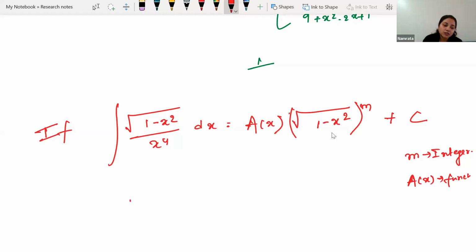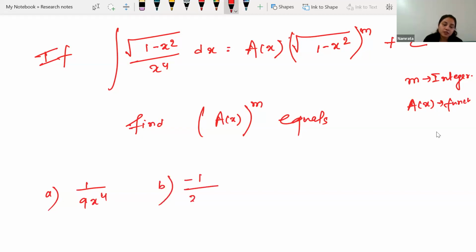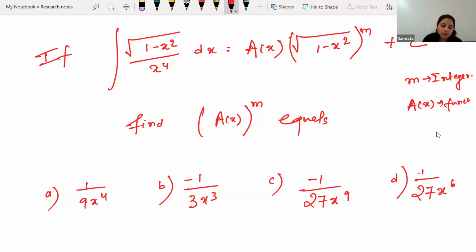We have to find here A(x) to the power m equals, options are given. Option A, 1 by 9 x to the power 4. B, negative 1 by 3x cube. C, negative 1 by 27 x to the power 9. And D, 1 by 27 x to the power 6.